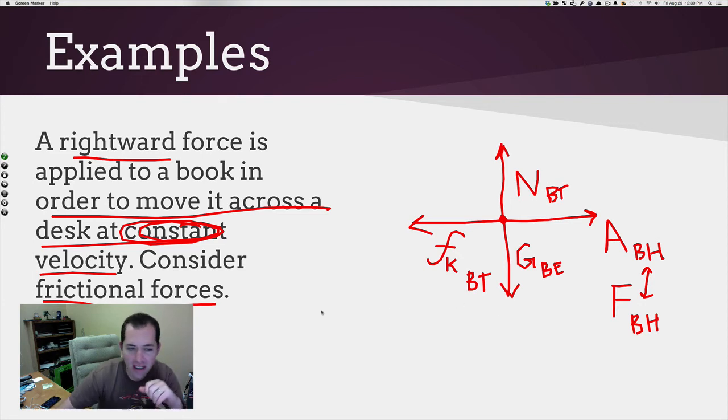And one thing I want to point out, if we'll notice, is that on all of these, a way we can check if we've done it right is if our first letter matches the same, because they're all acting on the book. We shouldn't draw any forces of the book acting on anything else, because we're only concerned about the forces on our book. Okay, so we've got normal force on the book, frictional kinetic force on the book, gravitational force on the book, and applied force on the book.